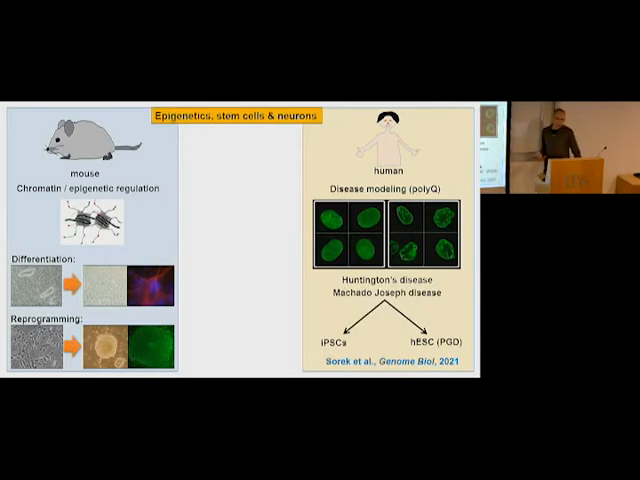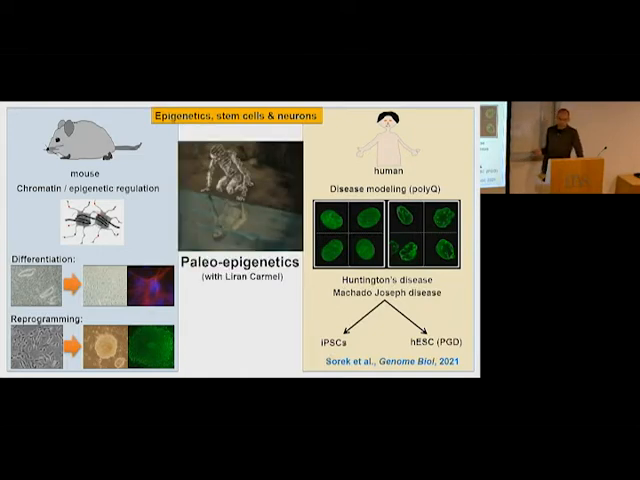Another subject that we started analyzing in recent years together with the lab of Liran Carmel is a topic we call Paleo Epigenetics, which is epigenetics of ancient genomes. I think in the second part of my talk I'll talk about this topic, but again, mostly I'll be talking about one protein that we identified here.